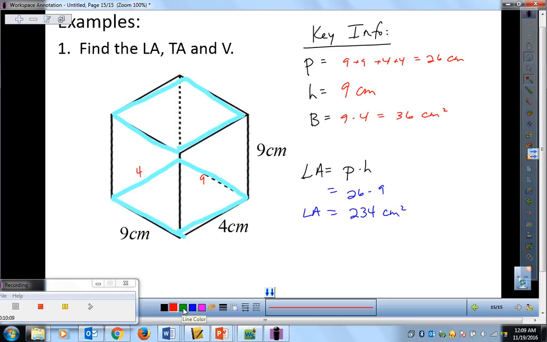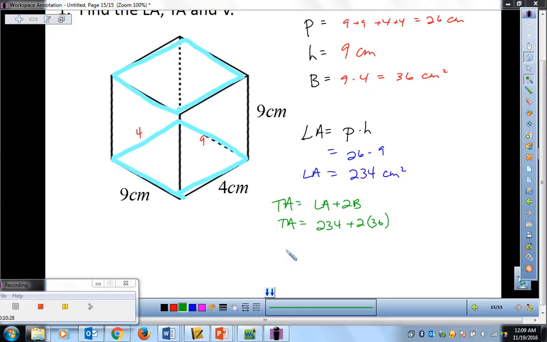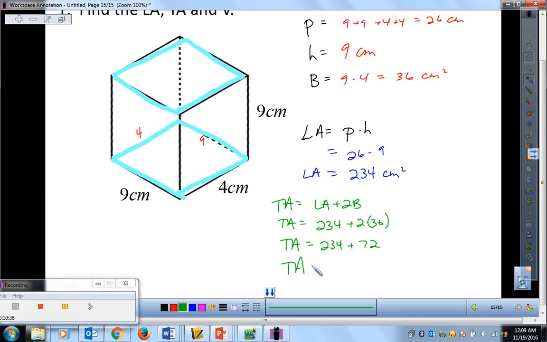Now the total area, I need to use the lateral area. So total area equals LA plus 2 times big B. Lateral area is 234 plus 2 times big B. Big B from up here, again, from our key information, is 36. Total area equals 234 plus 2 times 36, with your calculator, that's going to be 72. So the total area, again, still talking about area here, is going to be 306. Area is centimeters squared.